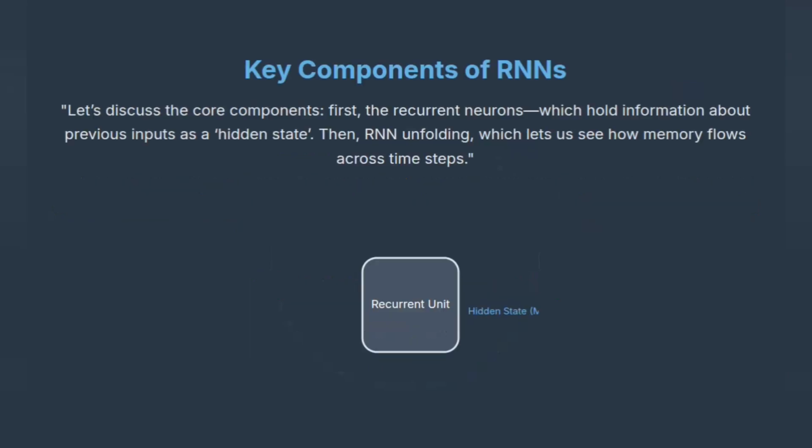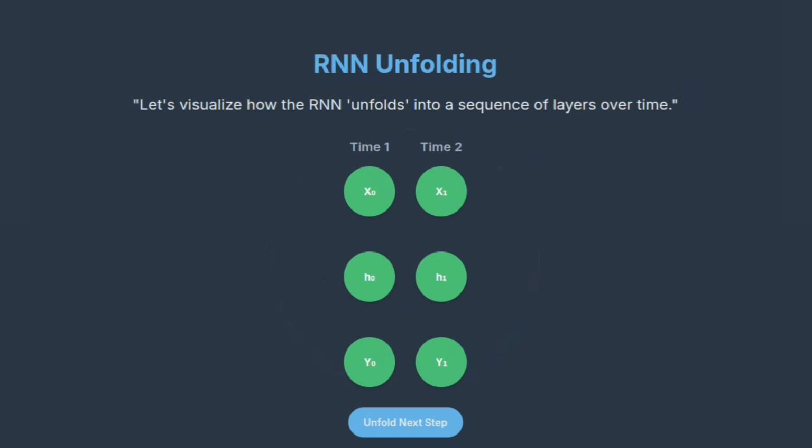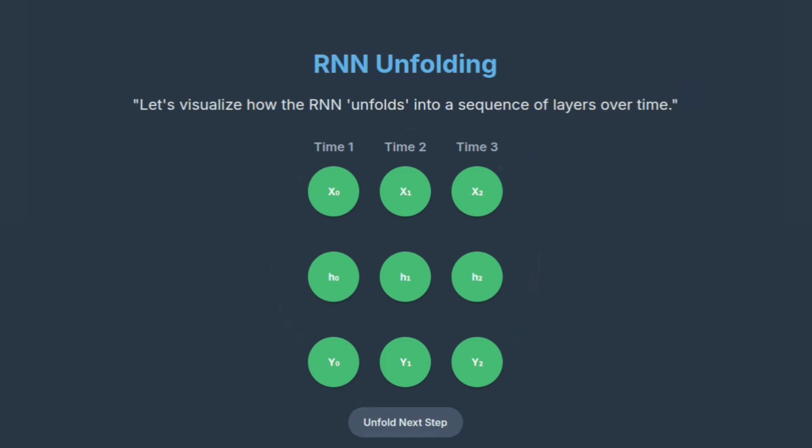At the heart of every RNN lies the recurrent neuron. Unlike the static neurons in feed-forward networks, these neurons possess a crucial feature, the hidden state. Think of the hidden state as the neuron's memory. It holds information about the previous inputs in the sequence. To better understand how this memory flows, we can imagine unfolding the RNN through time. This essentially shows us the sequence of operations the RNN performs, step by step, with the hidden state carrying information from one step to the next.